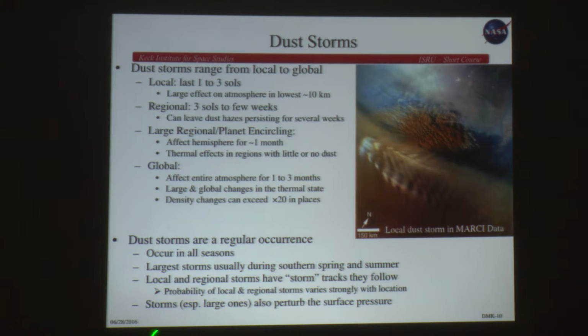The largest dust storms, fortunately, are confined to the southern spring and southern summer seasons. This is around perihelion when the planet's getting the most sunlight. We assume that this is tied together, although we don't really understand the dust storms very well, especially in terms of predicting exactly when they're going to occur. It's a process that we're working on understanding.